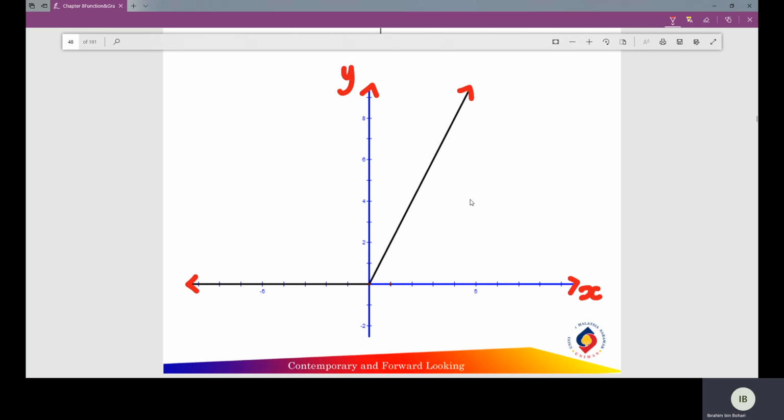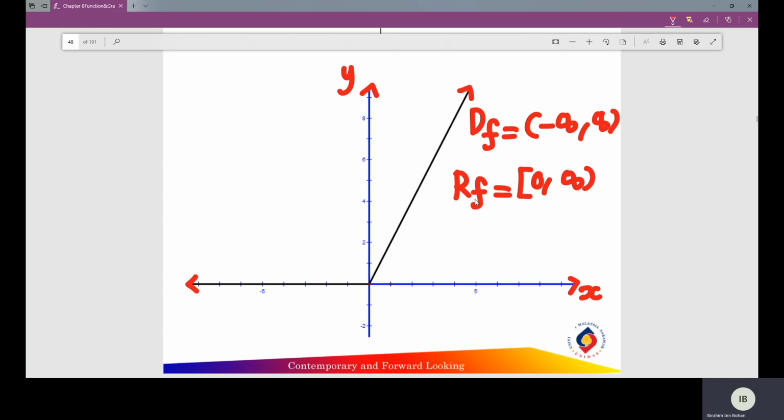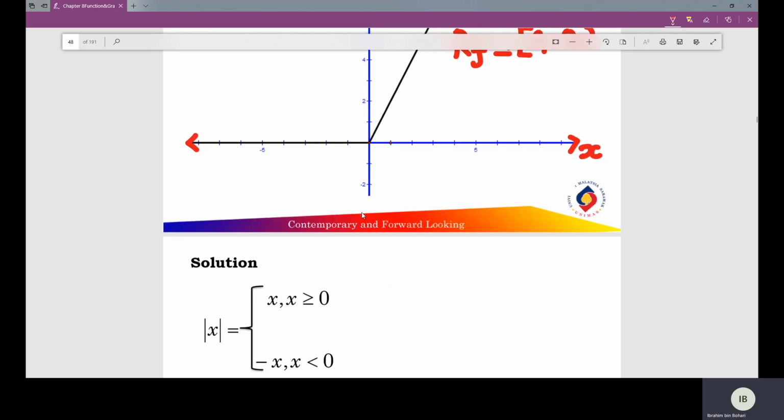So from the graph of the absolute value function, you find the domain and the range of the function. The domain of the absolute value function is all the real numbers, negative infinity to positive infinity. And the range of the function starts at y equals 0 and goes to positive infinity. Okay, settle. Question A. And question B.